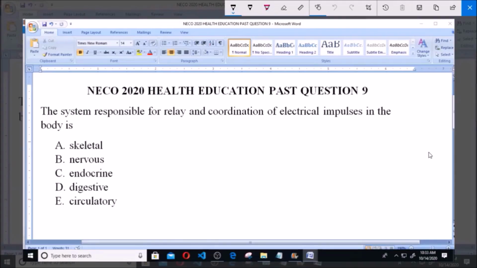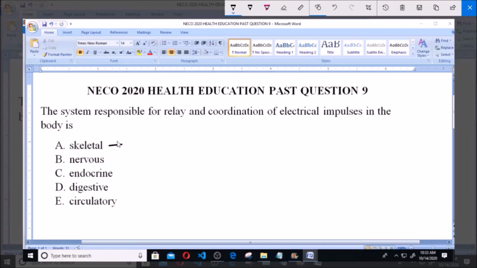Good day and welcome. I'll be answering NECO 2020 Health Education Past Question 9. The system responsible for relay and coordination of electrical impulses in the body is A. Skeletal, B. Nervous, C. Endocrine, D. Digestive, and E. Circulatory. Now let's go through the systems to know.